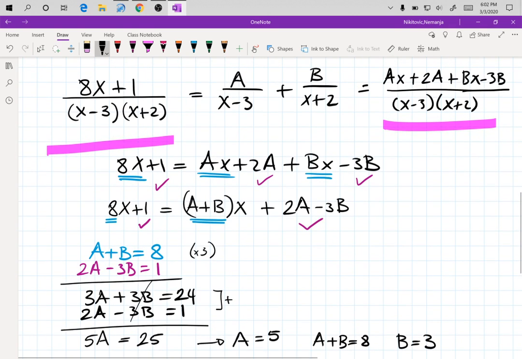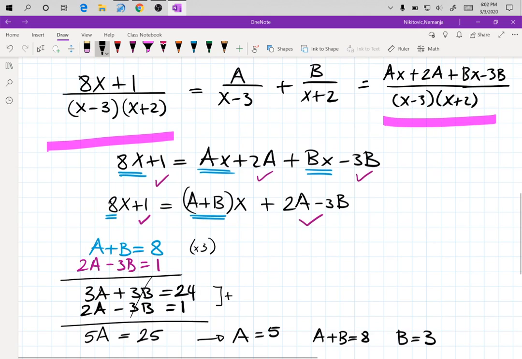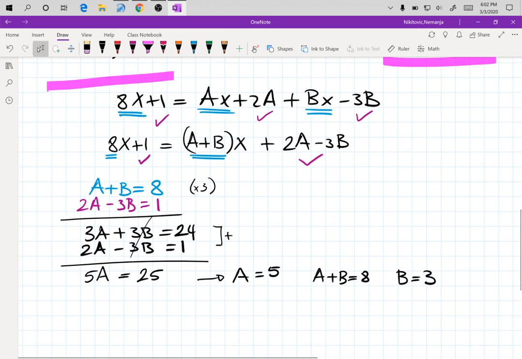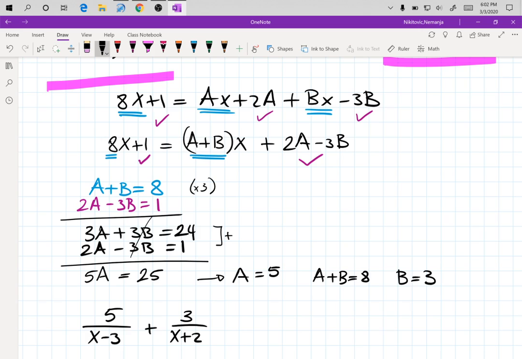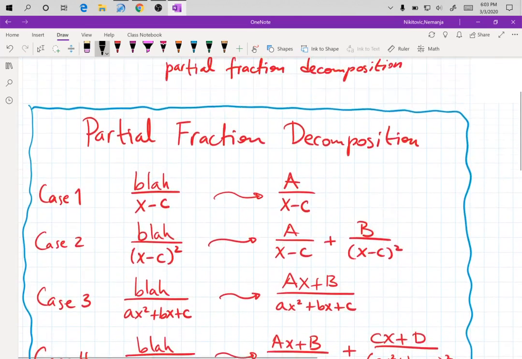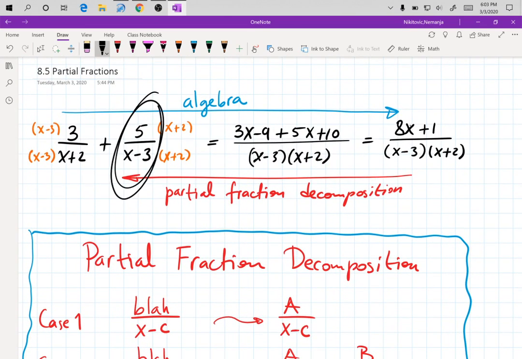So now you look at your problem. It says A over x minus 3 plus B over x plus 2. So this is your A, and this is your B. Now let's see. 5 needs to be with x minus 3. 5 is with x minus 3. So decomposition was successful.